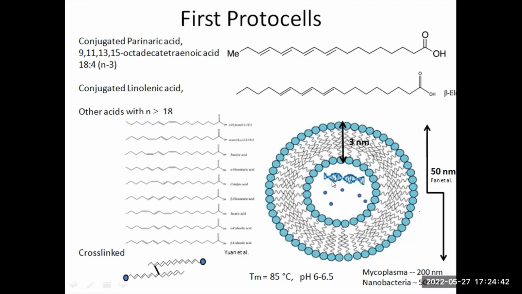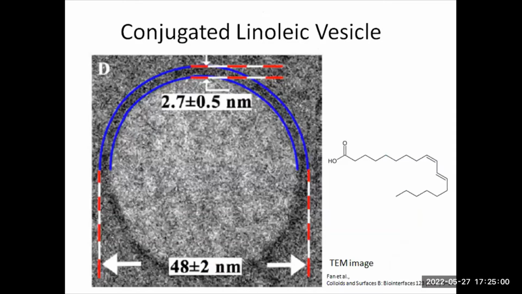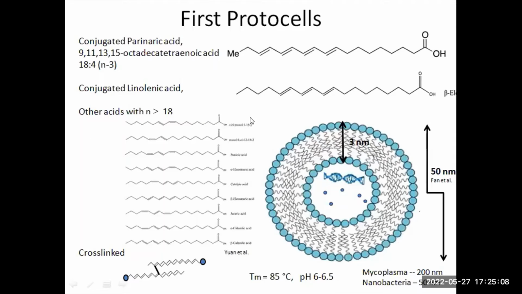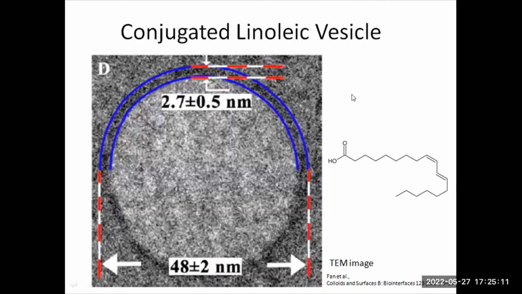That's one thing we are looking at now with the work of Ivan, who I hope is going to talk in the following hour a little bit about his work with strong coupling of light to the DNA inside this vesicle. This is just an example of linoleic acid. Linoleic acid has only 2 conjugate bonds. I didn't find one of linolenic acid with 3. So we'll just look at the example of linoleic acid, and that gives us this diameter size of about 50 nanometers and a wall thickness of about 3 nanometers.